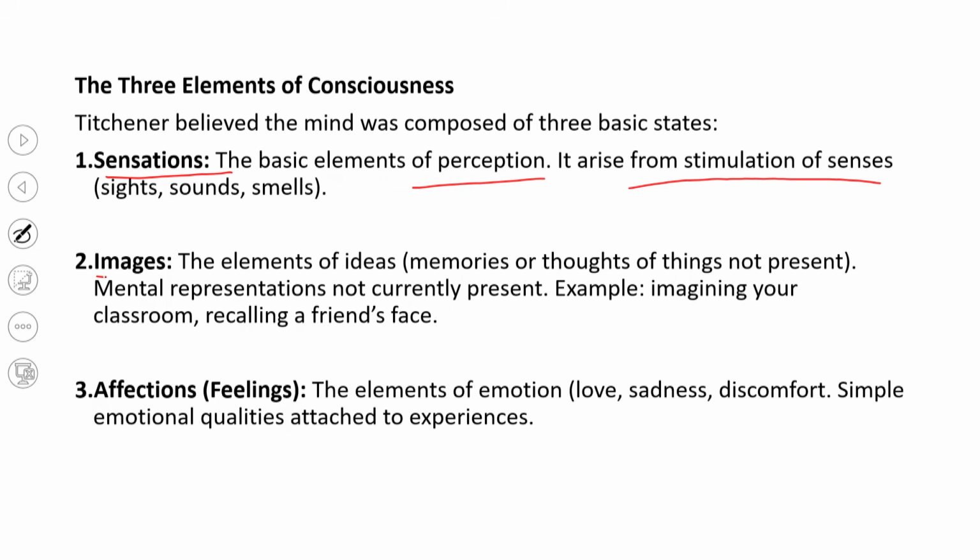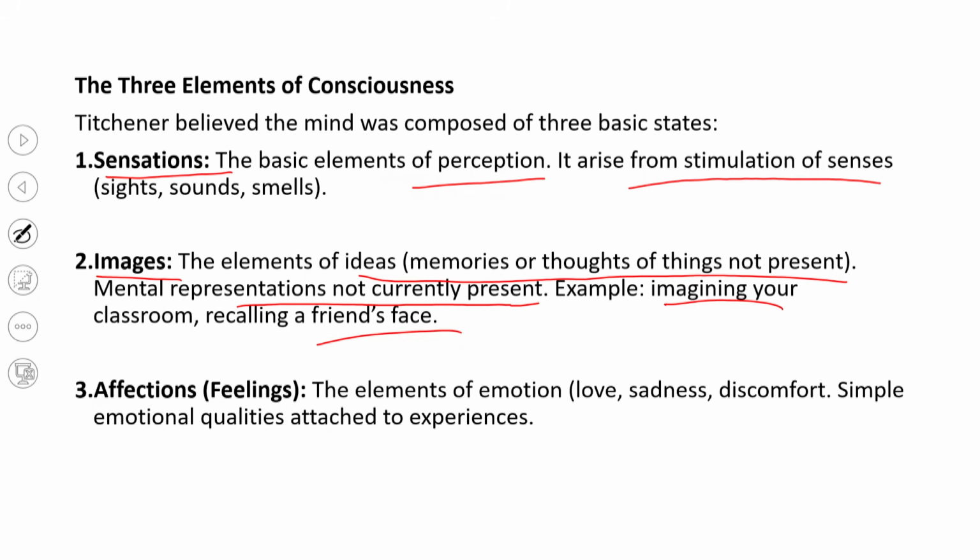Second is images. We also create images of those stimuli in our mind. These are elements of ideas, memories of thoughts or things that are not present. If I have this particular thing, I can see it, but when it is not there, I can imagine it in my mind. That is the image part of it. When it is not present, how do you represent it in the mind? These are mental representations of things not currently present. Example, imagining your classroom, recalling a friend's face, these are all images.